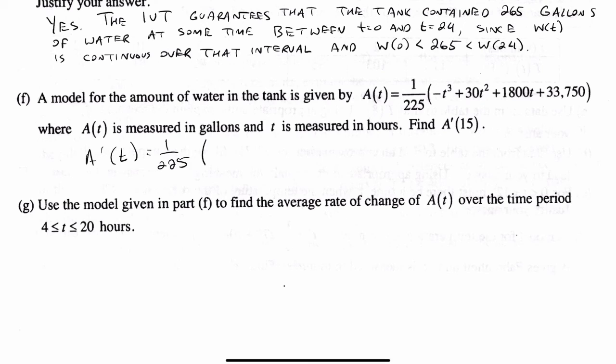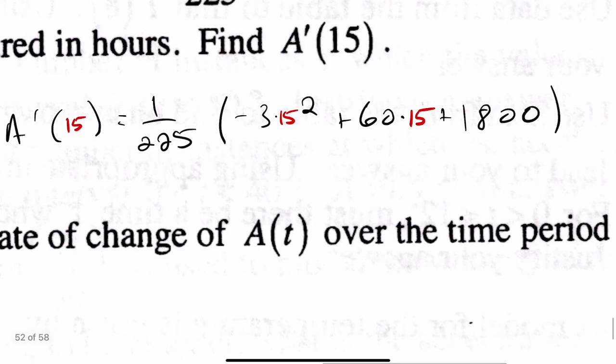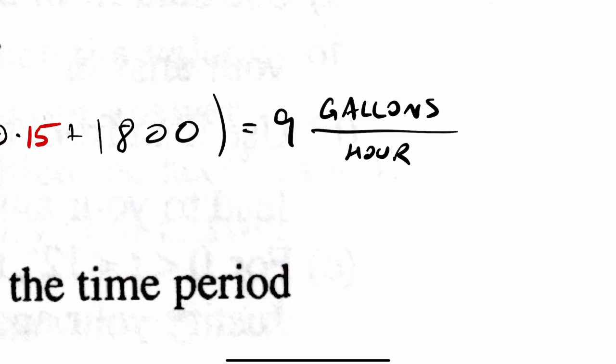The derivative of negative t cubed is negative 3t squared. The derivative of 30t squared is 60t. The derivative of 1800t is 1800. And the derivative of 33,750 is 0. Now that we know A prime, all we have to do is replace all the t's with 15s. Throwing all that into the calculator, we found an answer of 9 gallons per hour.